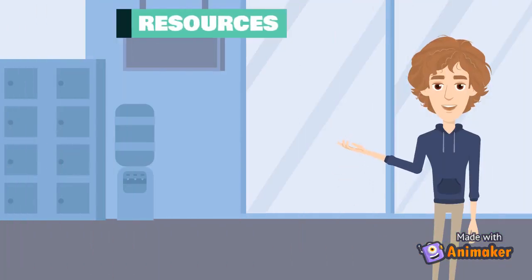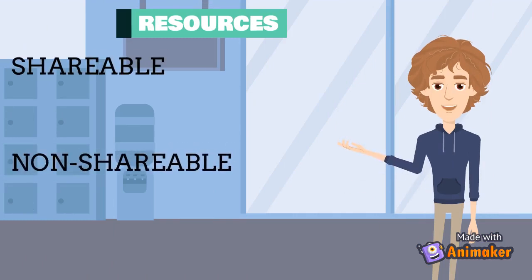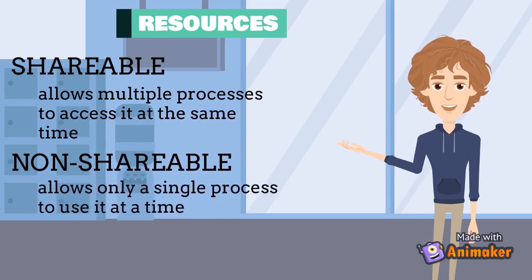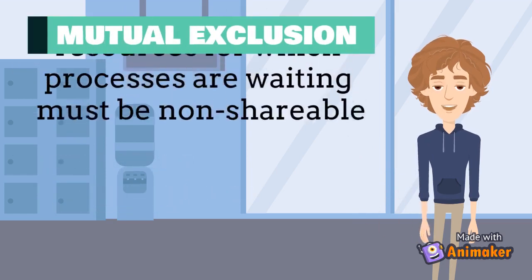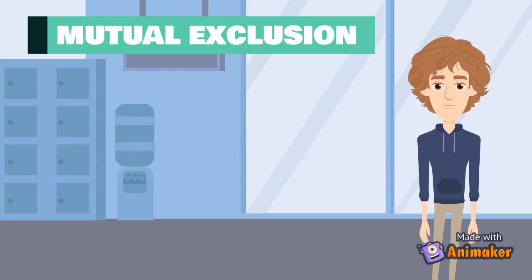The resources in a system can be categorized as either shareable or non-shareable. A shareable resource allows multiple processes to access it at the same time, while a non-shareable resource allows only a single process to use it at a time. Mutual exclusion happens when one or more of the resources for which processes are waiting must be non-shareable. This means only one task can be performed at a time and other processes have to wait until the one currently using the resource finishes its execution.